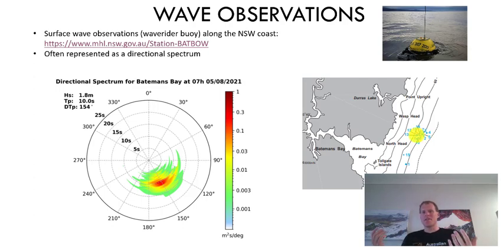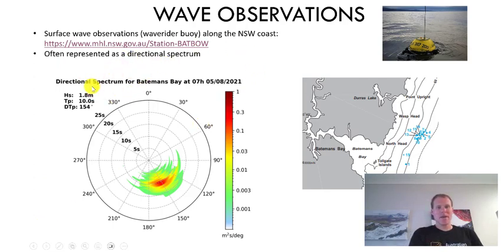Often these observations of waves get represented in terms of a directional spectrum. If you follow this link here, you'll find lots of these spectra for different times and for different locations up the New South Wales coast where they have these wave rider buoys. If we look at these spectra, they tell you quite a lot of information.